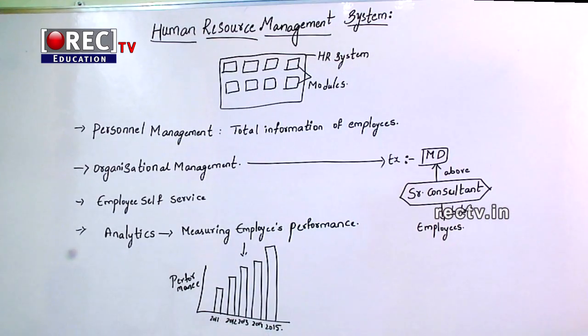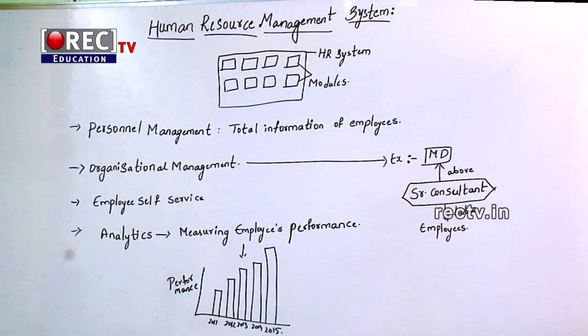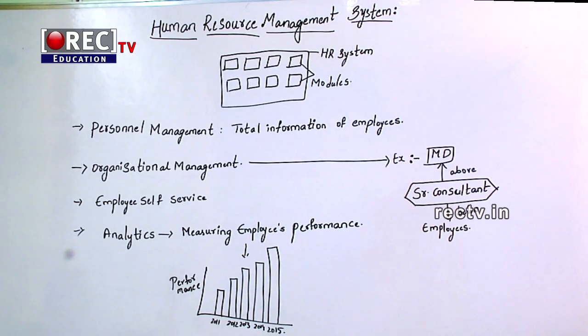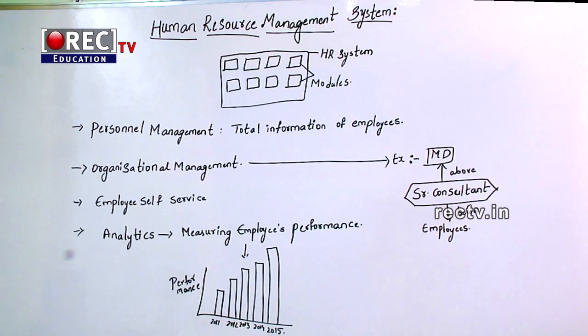Here in the diagram we can clearly see he is a senior consultant. Above him there is an MD and below him there are employees. If the organization is very big, it is very difficult to find manually how many employees are below him and how many members are above him. But with the help of this HR software in HR management, this person can easily identify the people above him and the people below him.